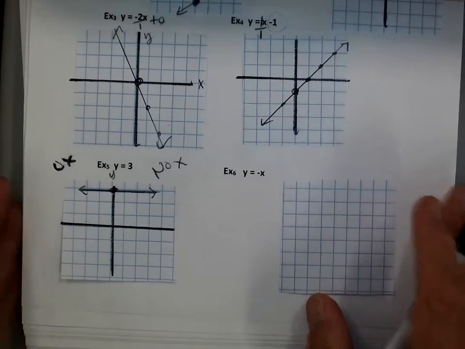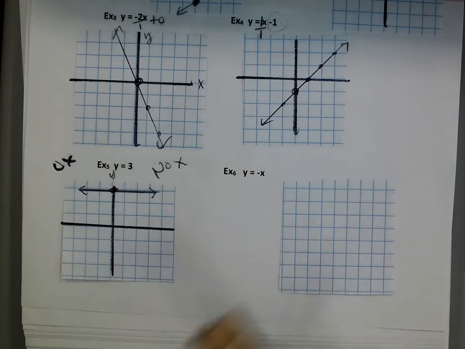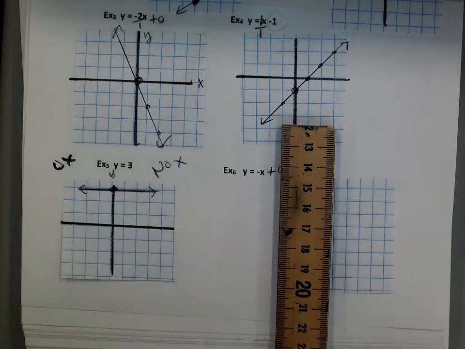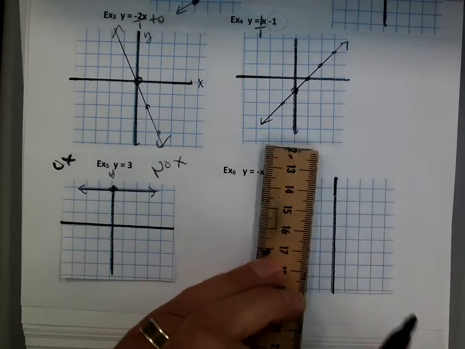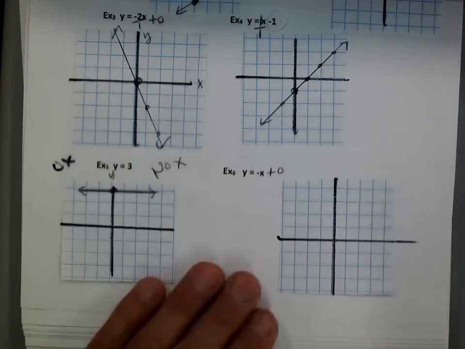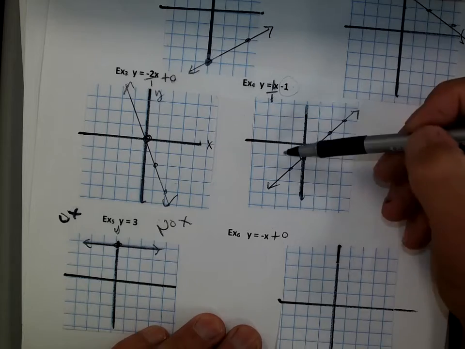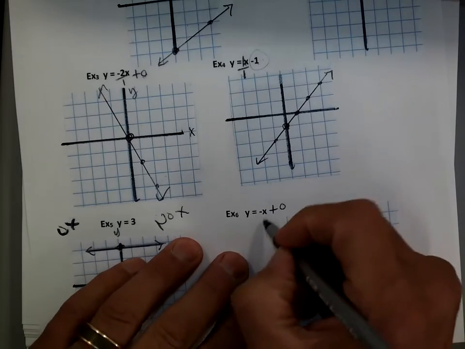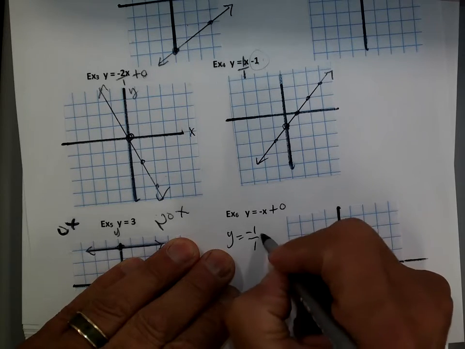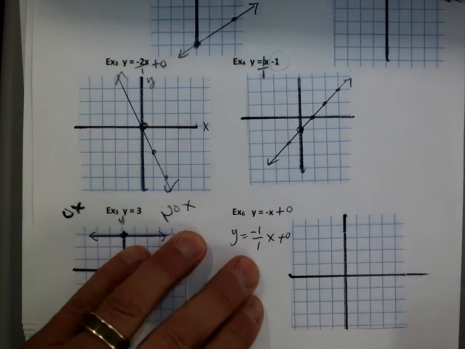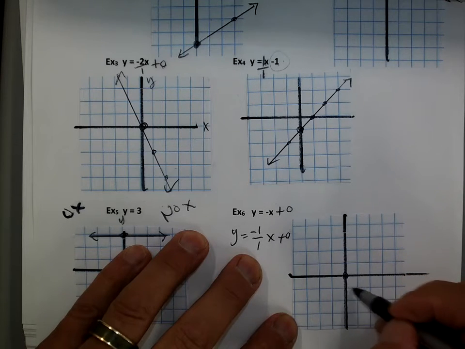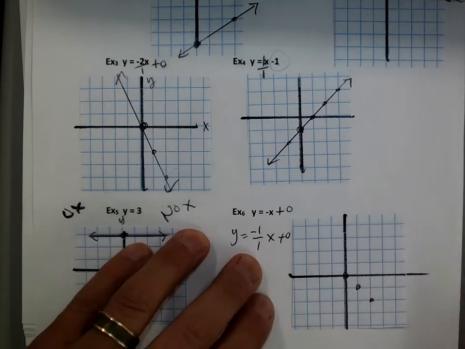Last but not least, again, this is a nice little review for everybody. I have an invisible 0. And just like this one, we have an invisible 1. Let me rewrite this, but we have an invisible -1 over 1x. So I'm going to start at 0. I'm going to go down 1 over 1, down 1 over 1. And it is going down.